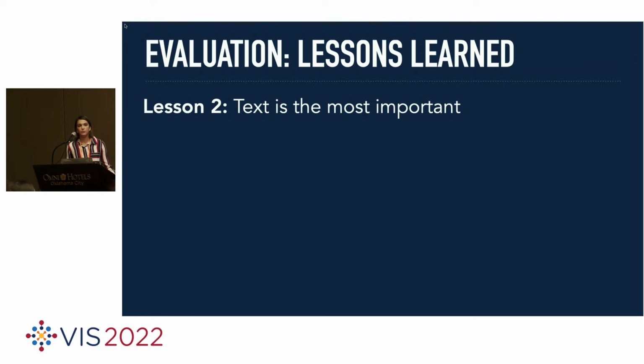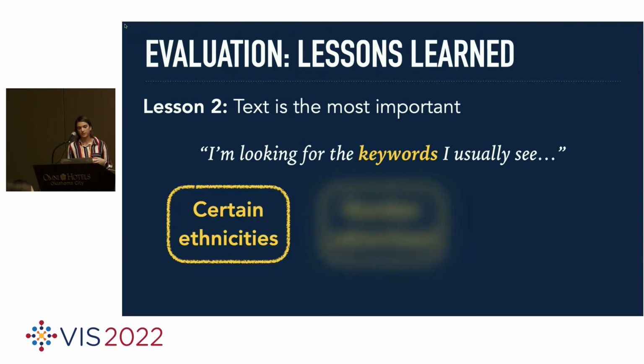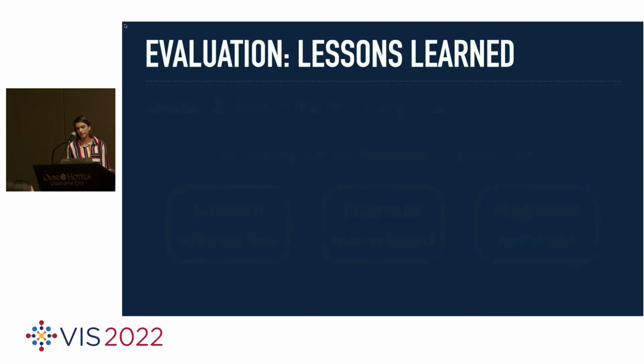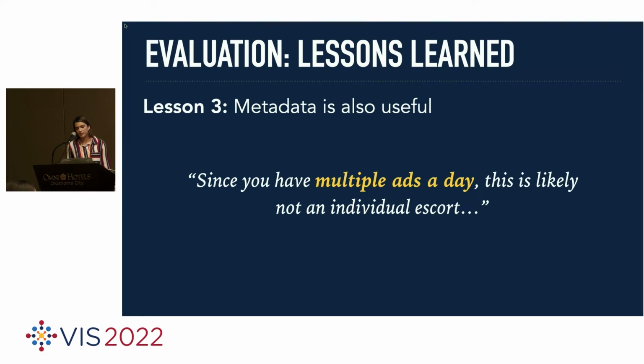Secondly, text was the most important feature. It's what people looked at immediately when they switched to a new metacluster. So one person said they're looking for the keywords they usually see, which often fell into certain ethnicities, the number of people being advertised, or whether high-risk services were offered. The third lesson was that while metadata was secondary, it was still useful. So one person said, since there are multiple ads a day, this is likely not an individual escort.